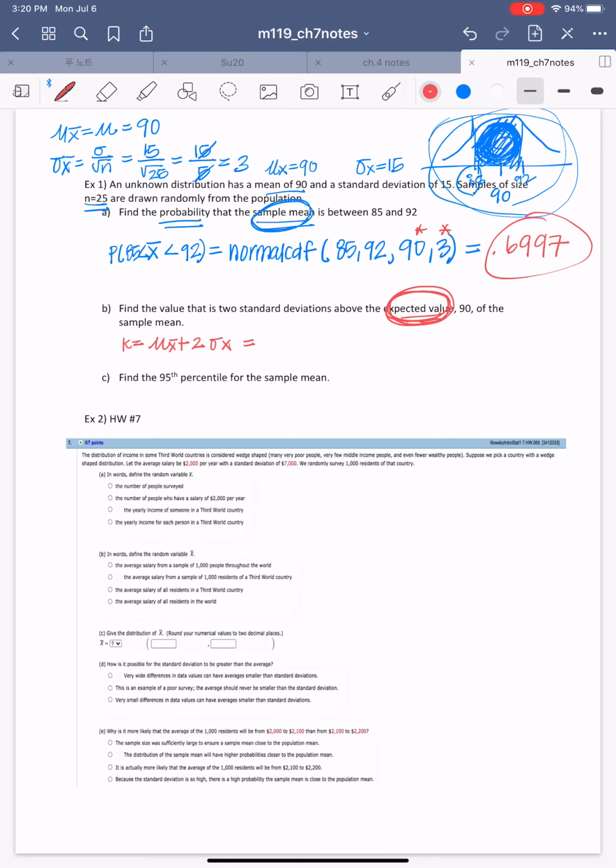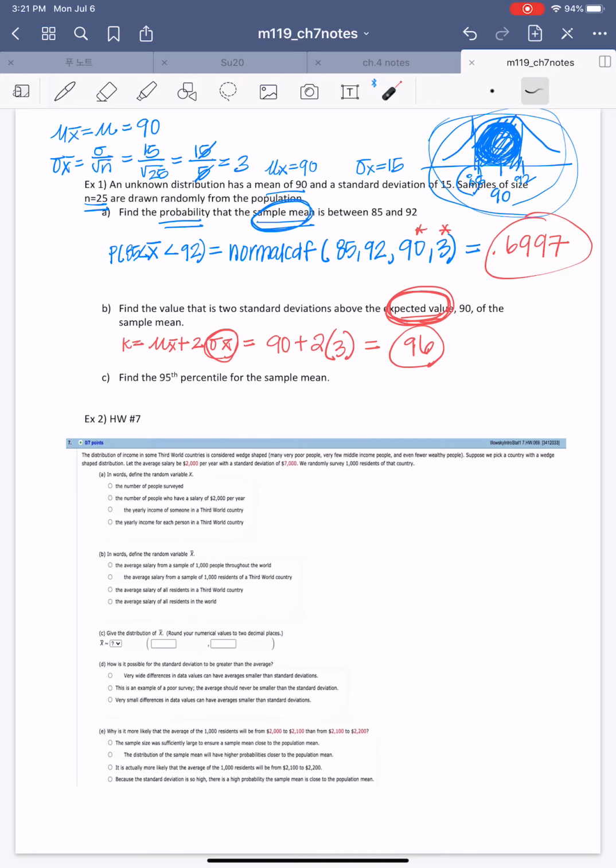So I have the mean of the sample mean as 90. Adding 2 standard deviations, we calculated for x bar, the standard deviation was 3, so I have 96. Again, how did I know I'm dealing with the x bar? Right there, the problem says sample mean. So I have to use the mean of the sample mean, and then the standard deviation of the mean.